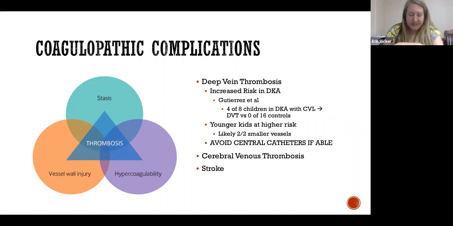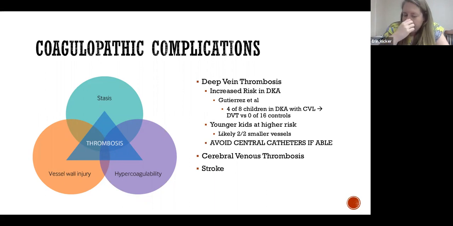Another big complication we can see in DKA is coagulopathy. On the left, we have Virchow's triad: blood stasis, vessel wall injury, and hypercoagulability. DKA patients tend to have a big risk for all of these things. They're very dehydrated, so they have increased risk to coagulate, and they have slower blood flow because of their dehydration status, and they'll also have some injury to their vessel walls. So they are at high risk to clot.